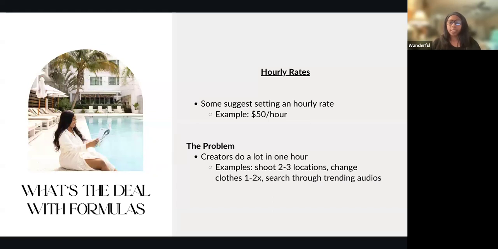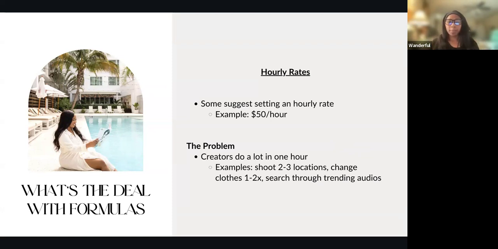So, hourly rates. Some suggest setting an hourly rate, which makes sense, right? Like with regular jobs, you usually have an hourly rate. But the problem with creators, and honestly, probably the problem with a lot of regular jobs too, is that you do so much in 1 hour.